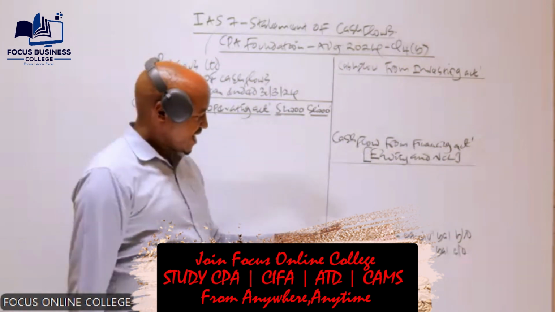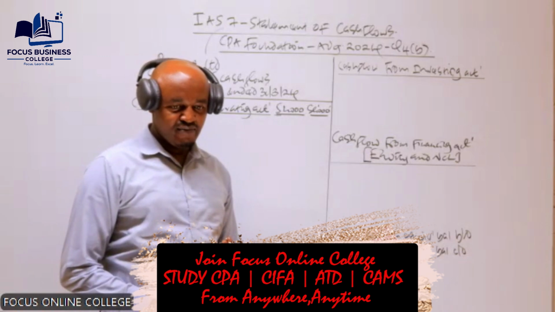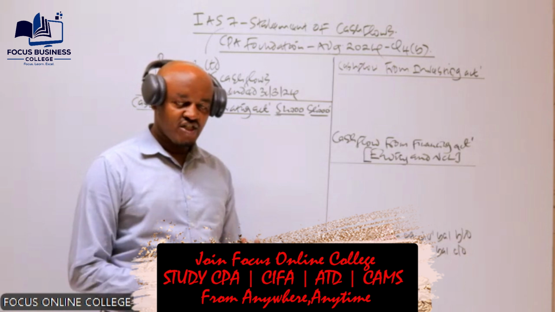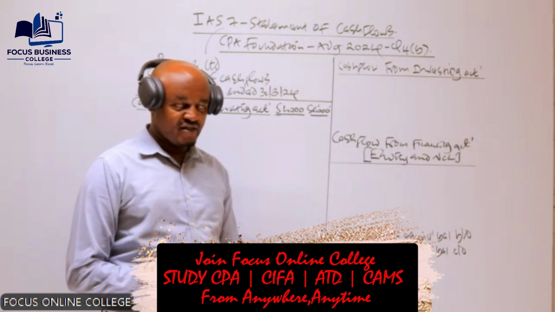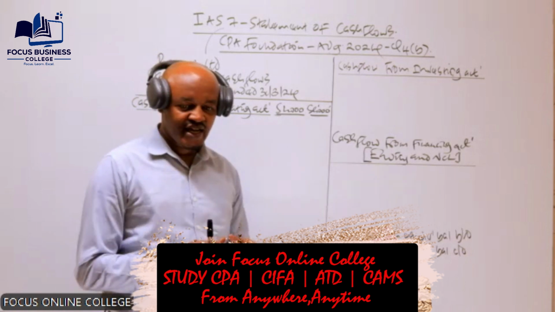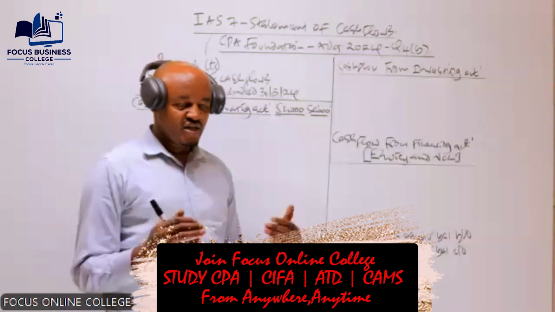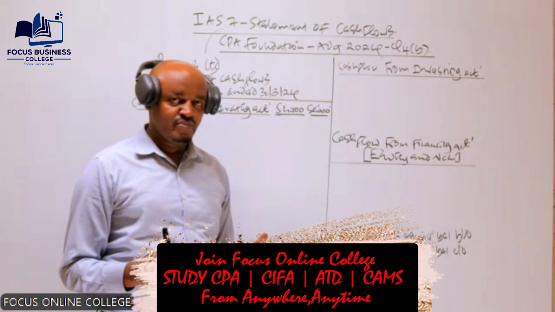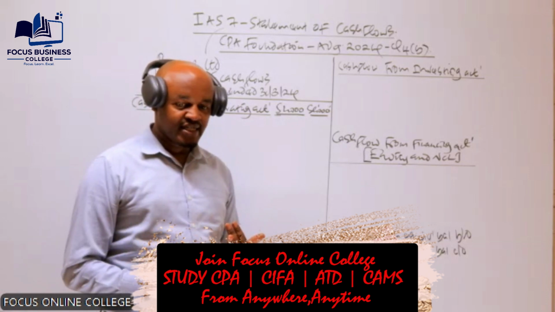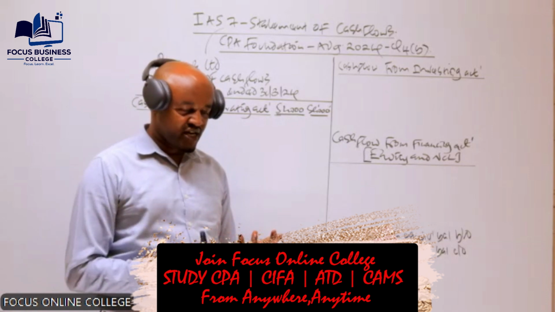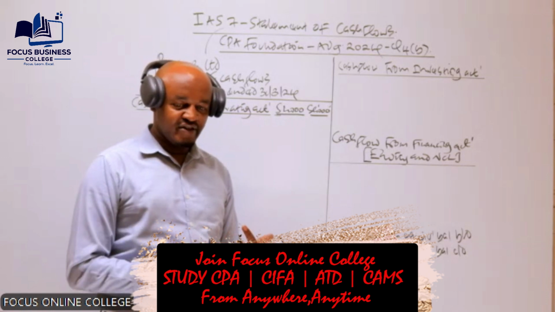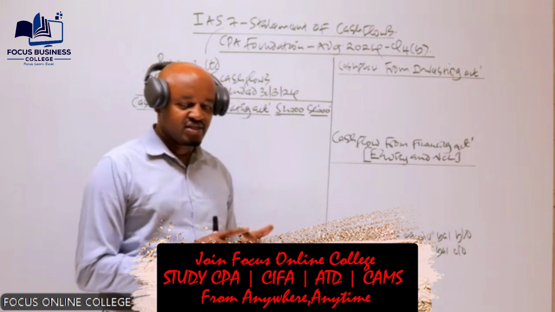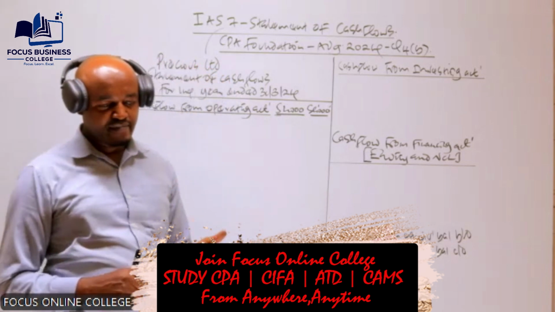So what do you mean by cash? Cash, you can recall, is cash in hand, cash at bank, overdraft, and then cash equivalent. These are the short-term investments. So basically what we need to do is go to our statement of financial position under the current assets. We check whether we have cash in hand, cash at bank, short-term investment, and then we go to where we have current liabilities. We check whether we have a bank overdraft.